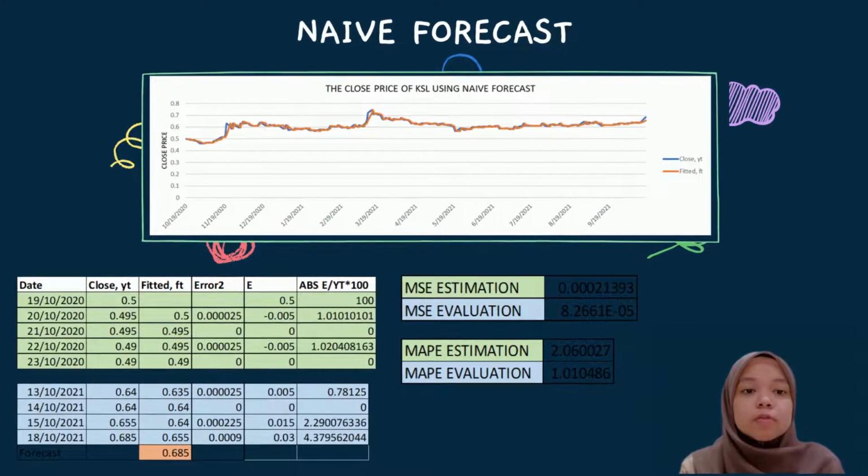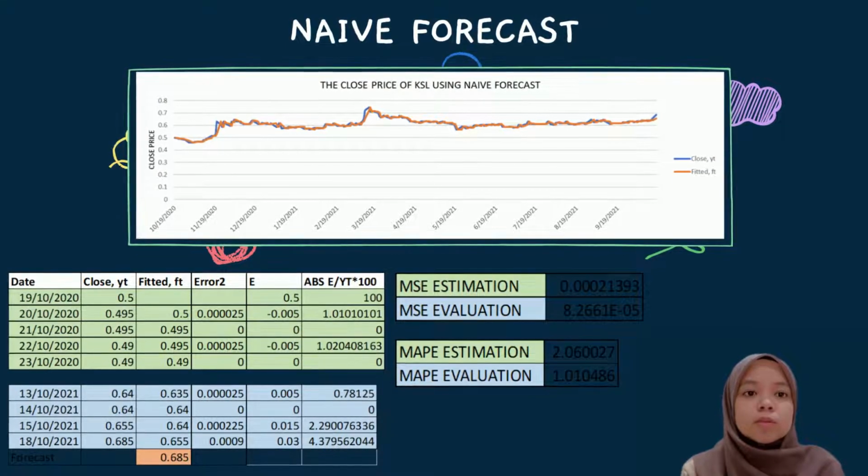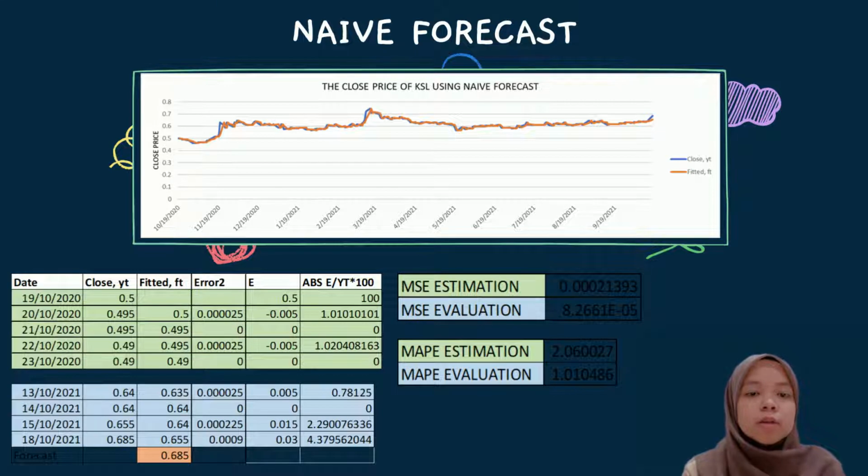For estimation, the dates used are from 19 October 2020 until 16 July 2021, while for evaluation, the dates used are from 19 July 2021 until 18 October 2021. The forecast value for the naive forecast is 0.685. MSE estimation for 184 data is 0.000219393, while MSE evaluation for the remaining 62 data is 0.000082661. The purpose of MSE is to measure the average of the squares of errors. MAPE estimation for 185 data is 2.060027, while MAPE evaluation for the remaining 62 data is 1.010486. And the purpose of MAPE is to measure the prediction accuracy for forecasting.